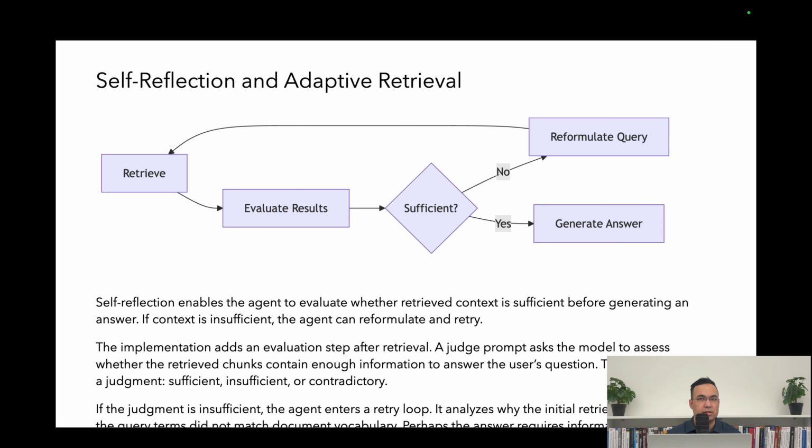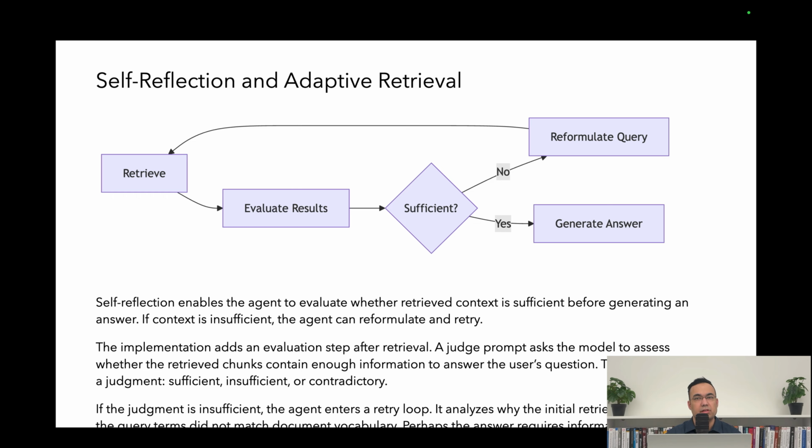Perhaps the answer requires information from a different source. Based on this analysis, it reformulates the query and retrieves again. If the judgment is contradictory, the agent retrieves additional sources to resolve this conflict. If the judgment is sufficient, the agent proceeds to generation.